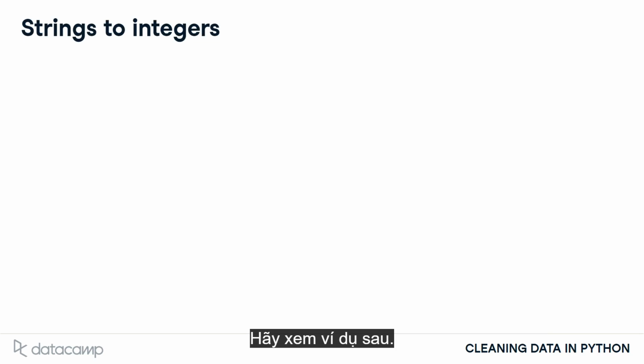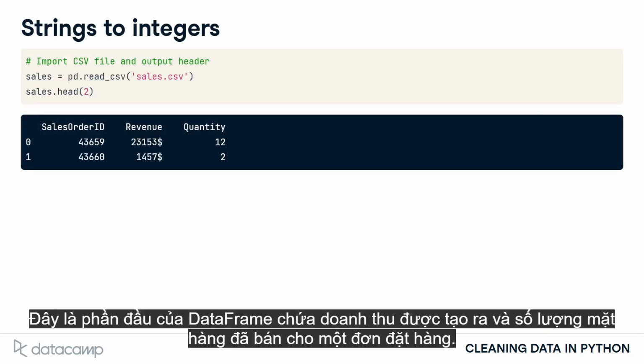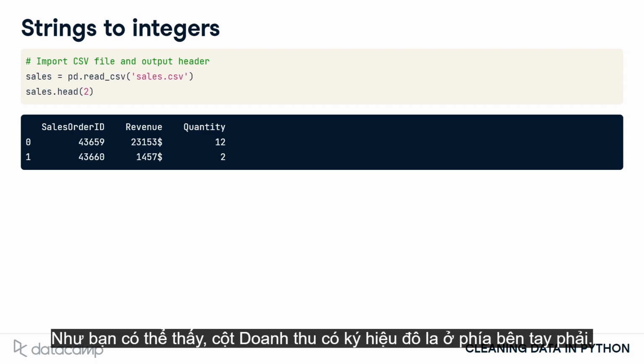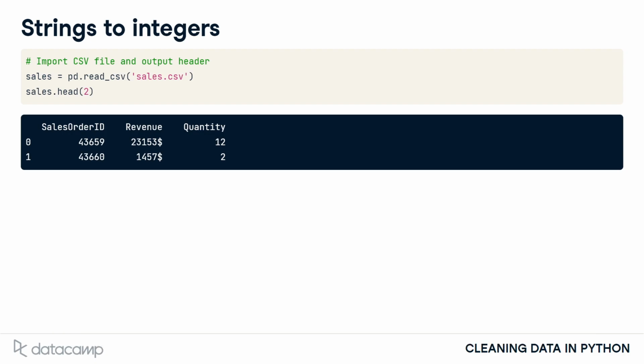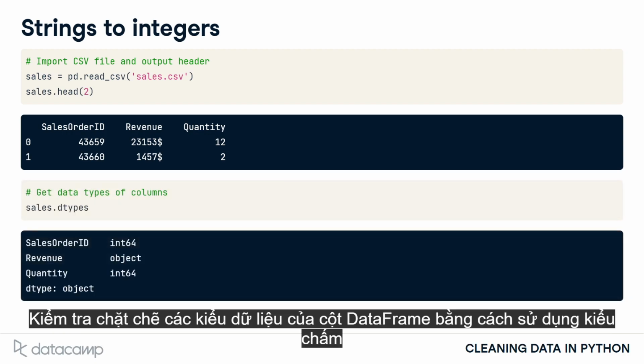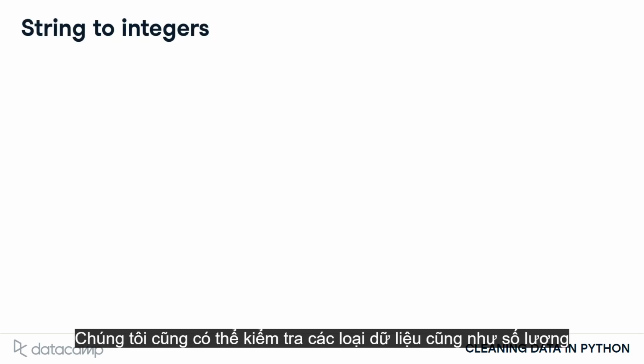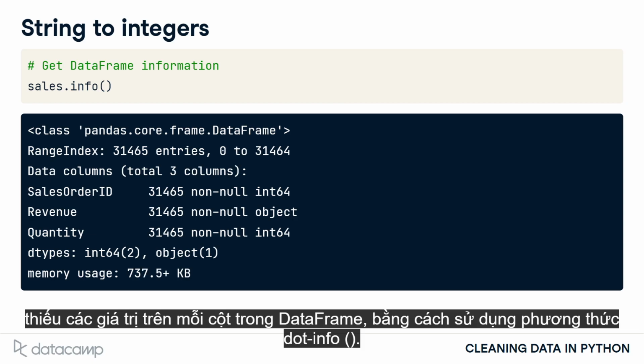Let's take a look at the following example. Here's the head of a data frame containing revenue generated and quantity of items sold for a sales order. We want to calculate the total revenue generated by all sales orders. As you can see, the revenue column has the $ sign on the right-hand side. A close inspection of the data frame column's data types using the .dtypes attribute returns object for the revenue column, which is what pandas uses to store strings. We can also check the data types as well as the number of missing values per column in a data frame by using the .info method.